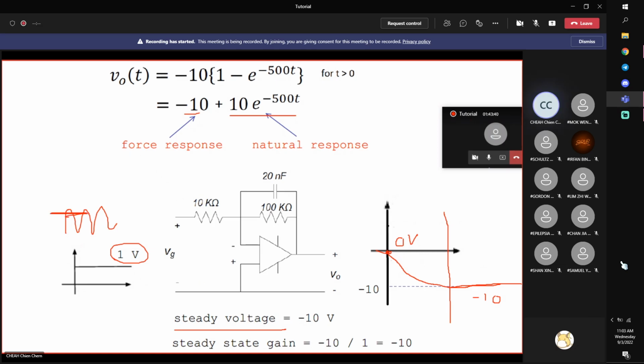For this one it is DC. If 1 volt gives you -10, then the gain is -10, correct? This basically means that if you put in 2 volts, it gives you -20 volts at steady state. You can try. Put in a step input 2 over s in the Laplace domain. Then you can get -20 at steady state.